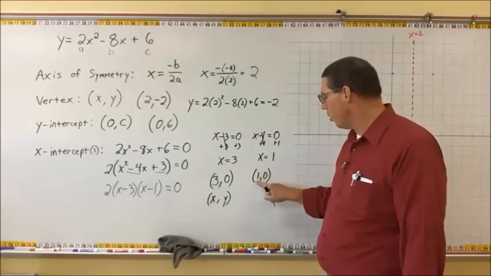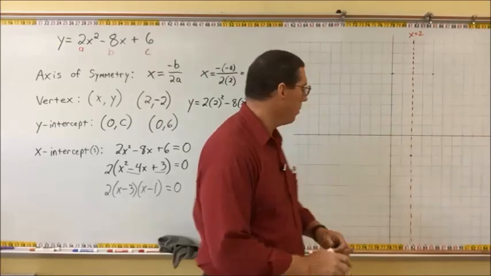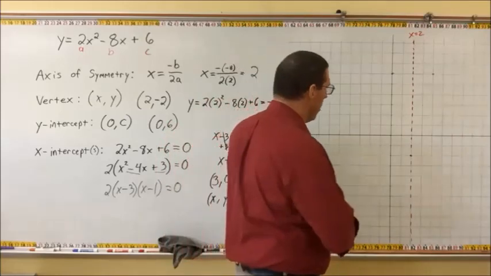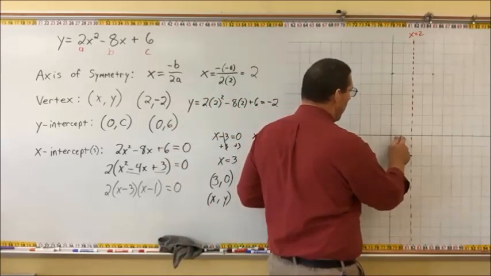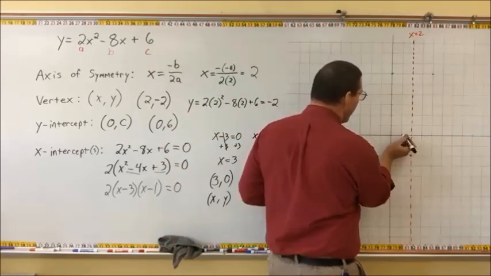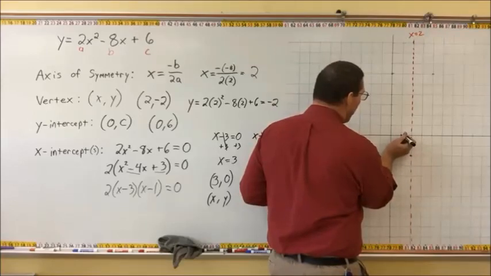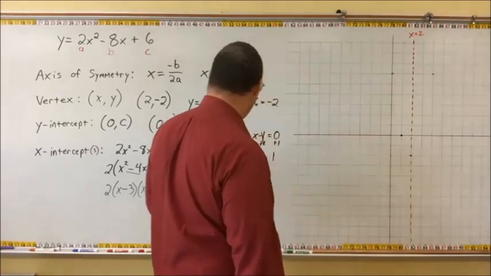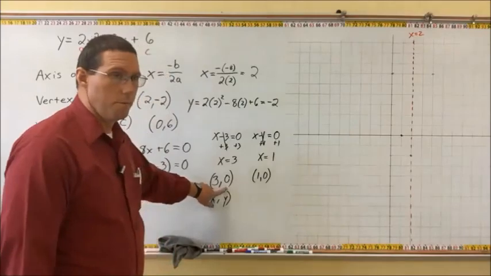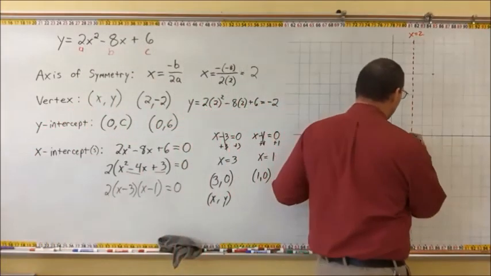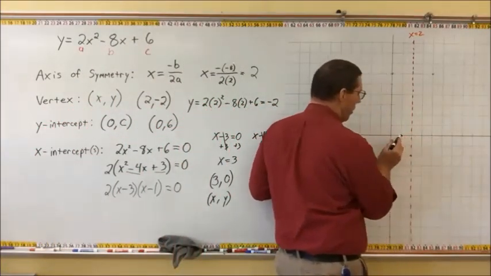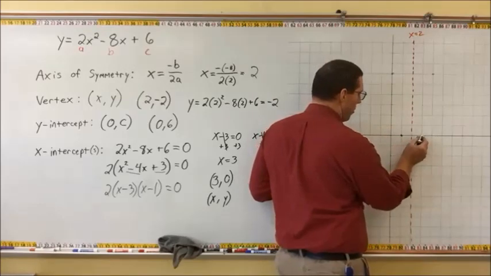Well, where is the point 1, 0 on the coordinate plane? 1, and not up or down, 1, 0. That's right here. So that must be our x-intercept. And the other one is 3, 0. So we're going to go over here, and we're going to go 1, 2, 3, and that's 0. So 3, 0, that's our other x-intercept.